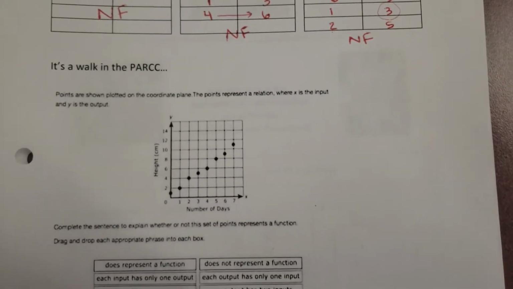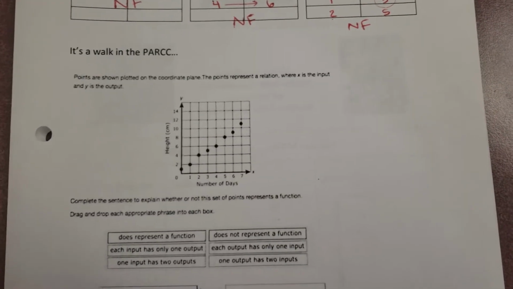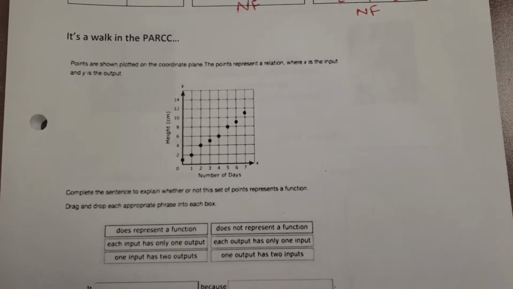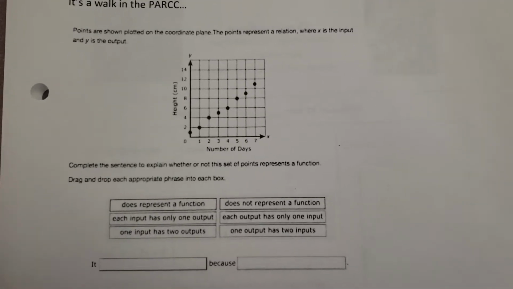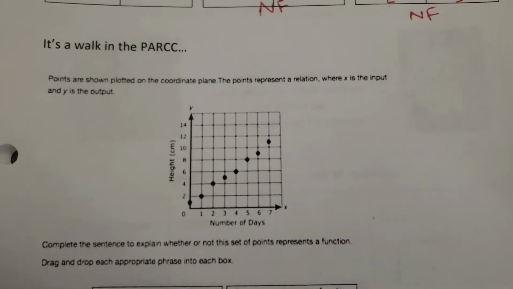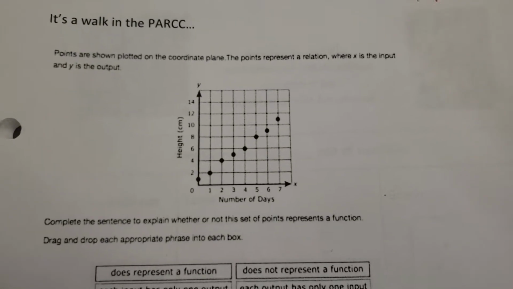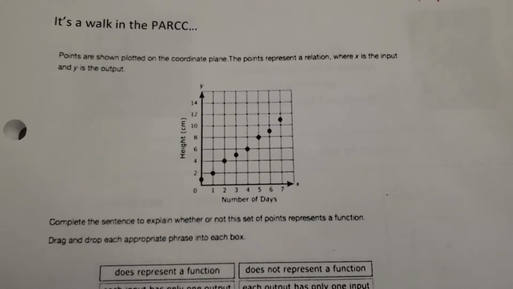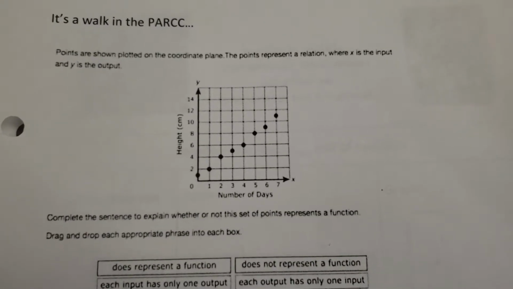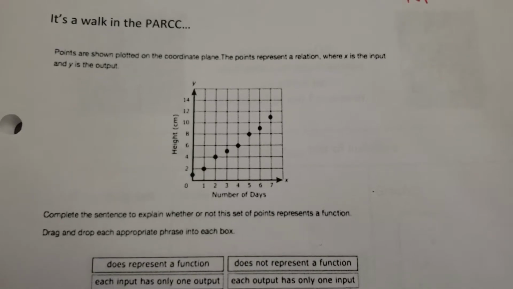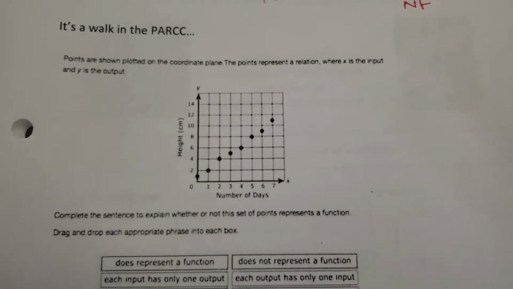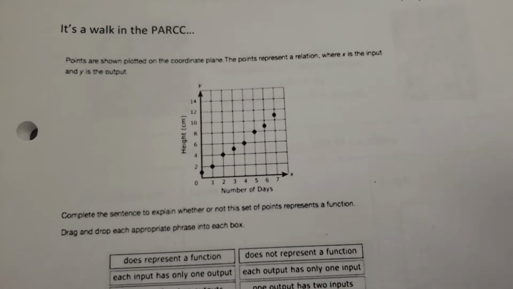All right, so in April, you're going to get some part questions, and they might look like this. They might look different too, but we like to get you acclimated to these so that they're not completely unknown when we get to that point. So this says, points are shown on the coordinate plane, just one form that you can see a relationship of numbers. The points represent a relation where x is the input and y is the output.